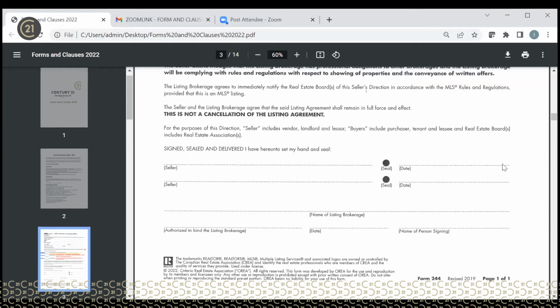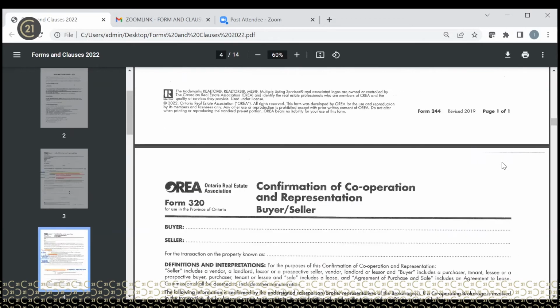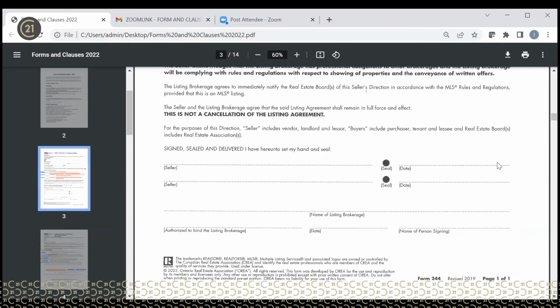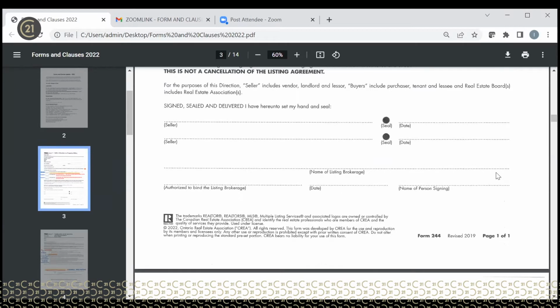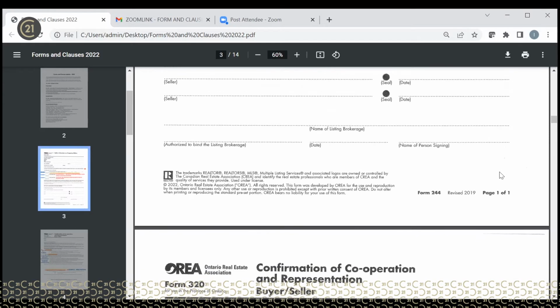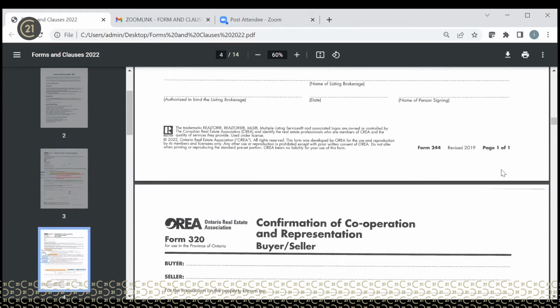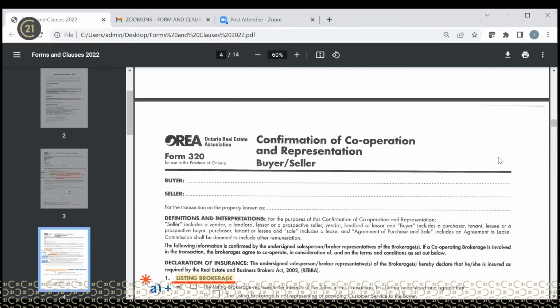So that's that form. And again, our front desks will be asking for it with any listing that indicates that offers will be held off, or if anything unusual is being directed by the seller, such as no commission advantages. The next form that we have a lot of trouble with is the confirmation of cooperation and representation.